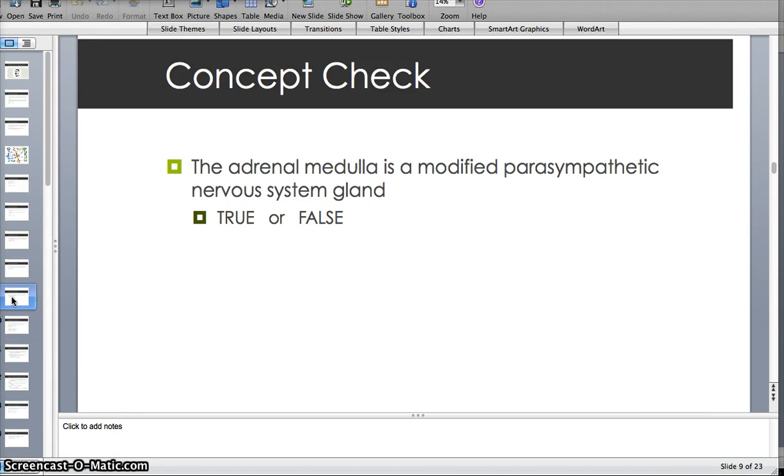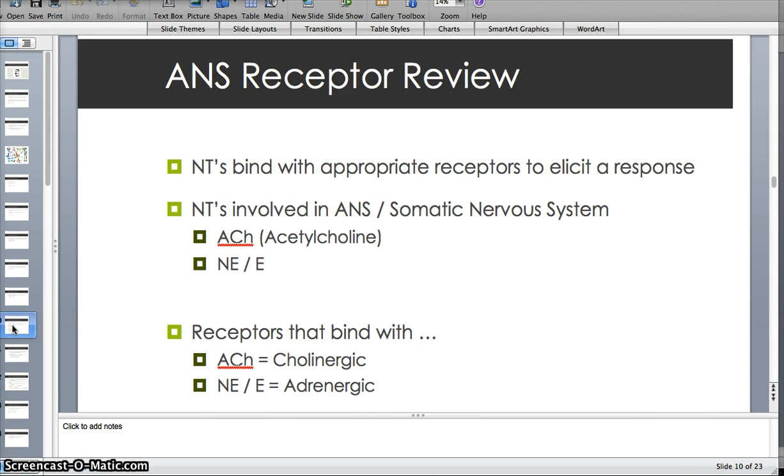Why is it modified? Well, as we said in the last video, it's a one neuron chain, so there's no post-ganglionic fiber, so to speak. All right, next question. Okay, so actually this is more of an overview, not so much a question, but that leads right into our next kind of set of questions.